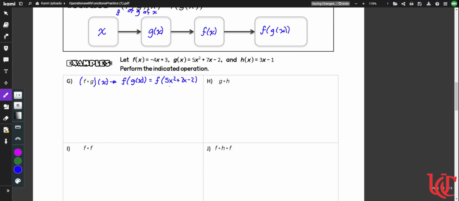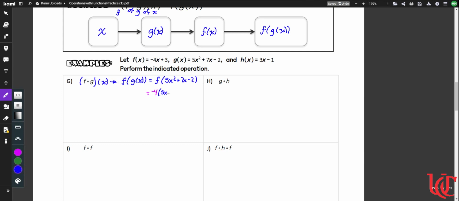All right, so all of this is going to go in for the x in the other ones. Sometimes different colors will help. I am going to rewrite using pink. So f tells me I'm going to have that -4, and now I'm going to replace that x with this parentheses.